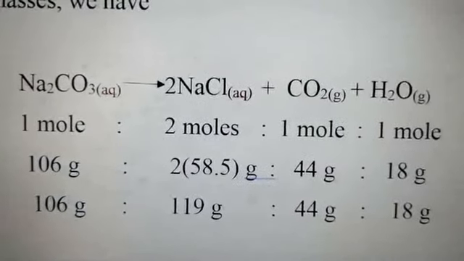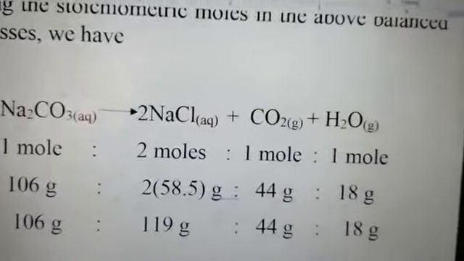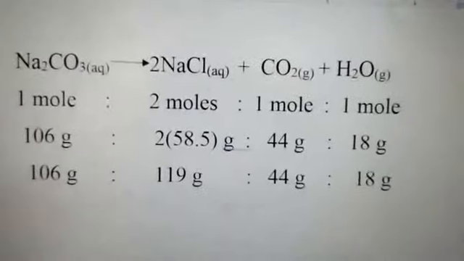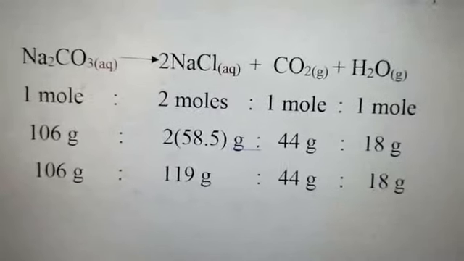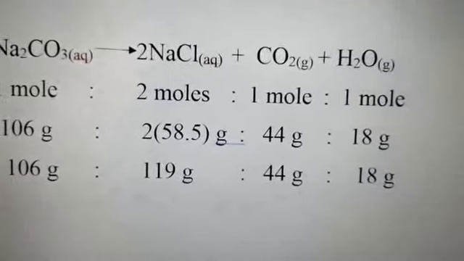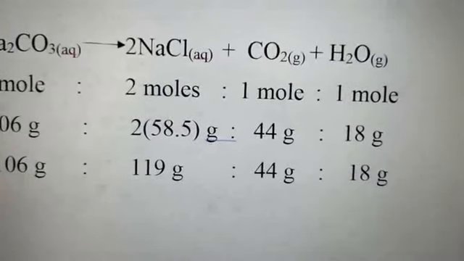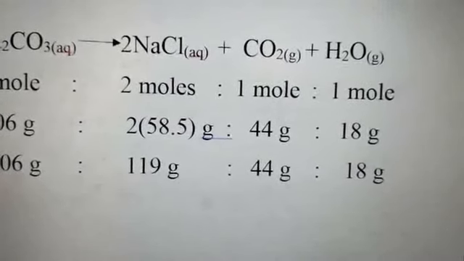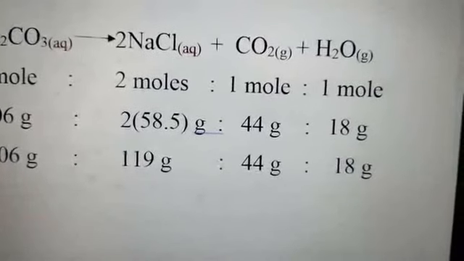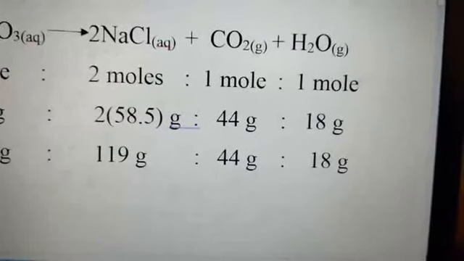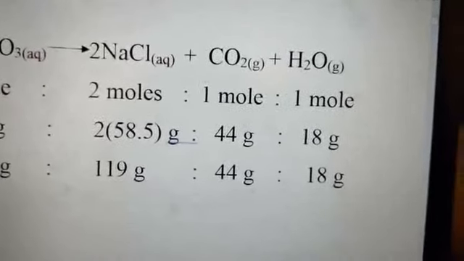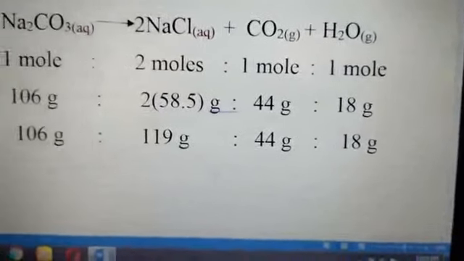The molar mass of sodium chloride is 58.5, as we did above. But there are 2 moles in the balanced equation. We now have 58.5 times 2, giving us 117 grams. The molar mass of CO2 is 44 grams, and there's only 1 mole there. That means that 1 mole of CO2 is 44 grams. The molar mass of water is 18 grams, and there's 1 mole of water in the equation, which corresponds to 18 grams.